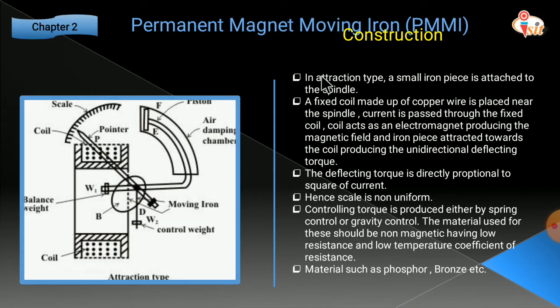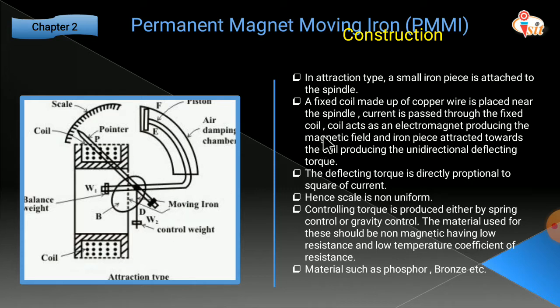Now see here, this is an attraction type. A small iron piece is attached to the spindle. Here is the spindle, and this is an attraction type. It is attracted, that's why it is called an attraction type. A fixed coil made up of copper wire, which is made of copper, is placed near the spindle.